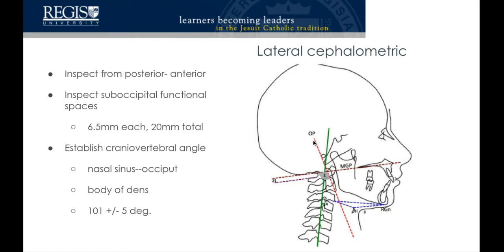We talked about how to find and define this angle. Normal is 101 degrees plus or minus 5. So it allows for a little postural variance. But if it's more than 5 degrees off, either above or below, that's not normal.